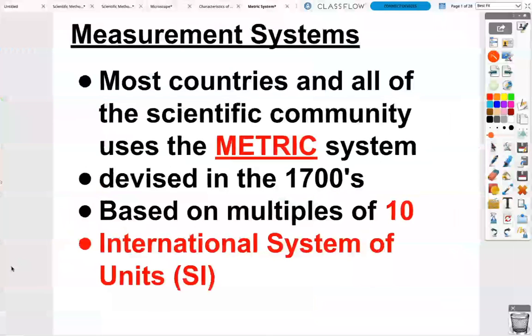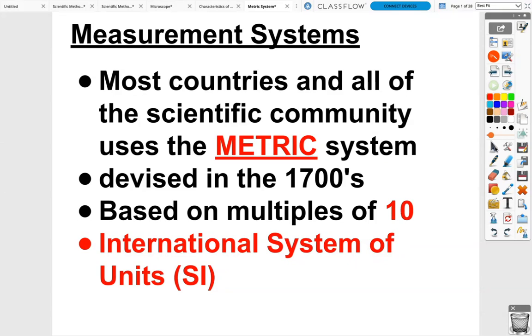After our notes are complete, we will go ahead and start working on your page that you're going to be completing today for a grade. So I just want to start with the metric system.